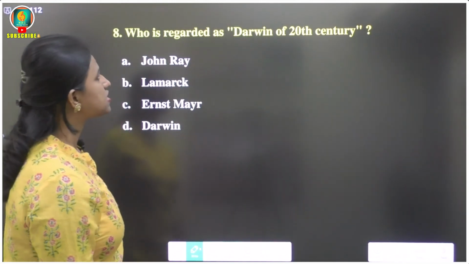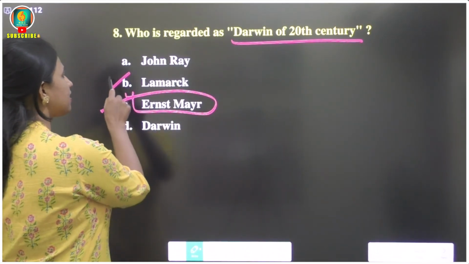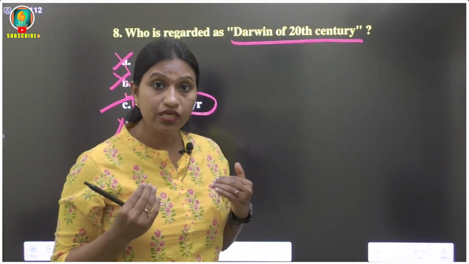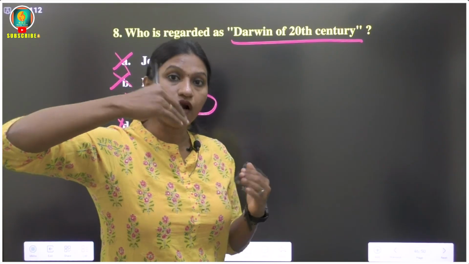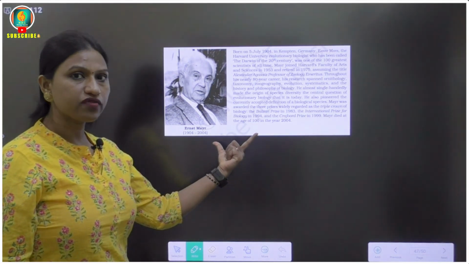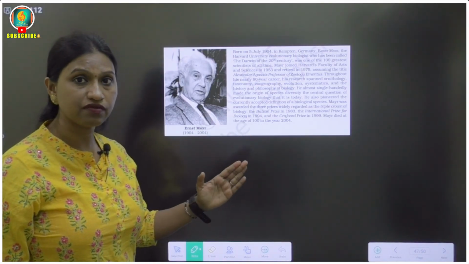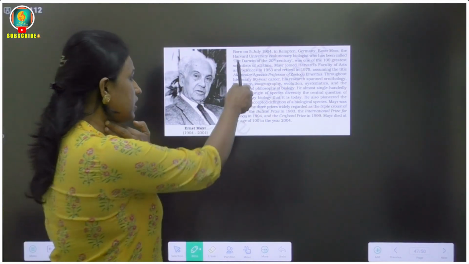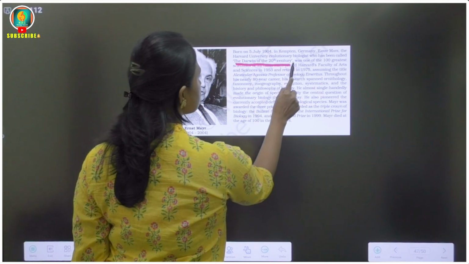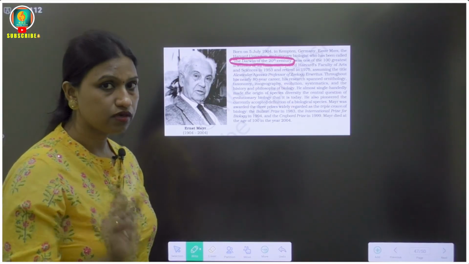Next. Who is regarded as the Darwin of the 20th century? Who? Our Ernst Mayr. Not Lamarck, John Ray, or Darwin. See, this question is not framed by me. The answer to this question is in NCERT only. Look here, I have a reference also. This page you can find in the NCERT textbook before the start of the chapter, the first page of this chapter itself, the unit. They're talking about Ernst Mayr. If you read this line, in the third line, they have mentioned the Darwin of the 20th century. So like that the question can be framed. You should be aware of it.